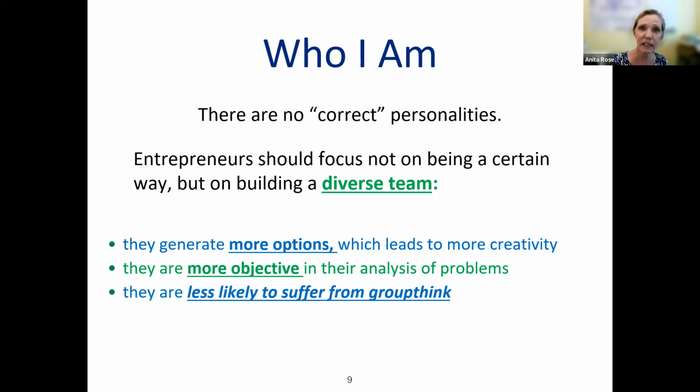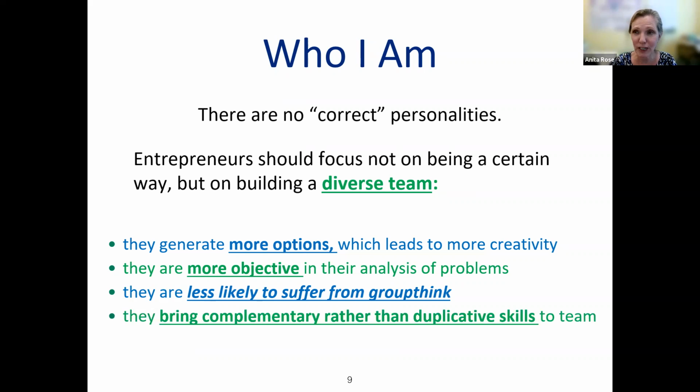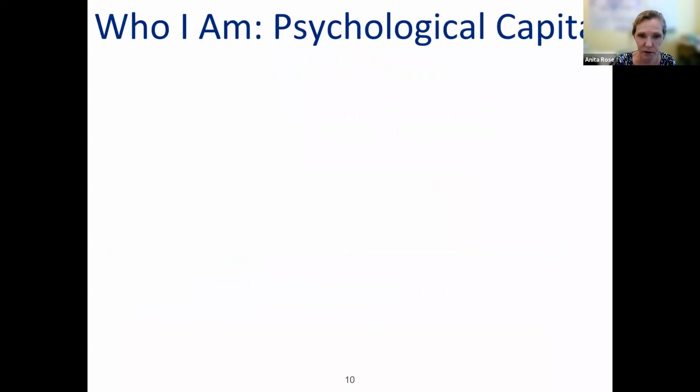And you're less likely to suffer from groupthink when you have a diverse team. If everyone is the same and thinking along the same lines, then you may get trapped into that groupthink realm. Whereas with a diverse team, that rarely happens. And so you bring complements to each other rather than duplicating skills.